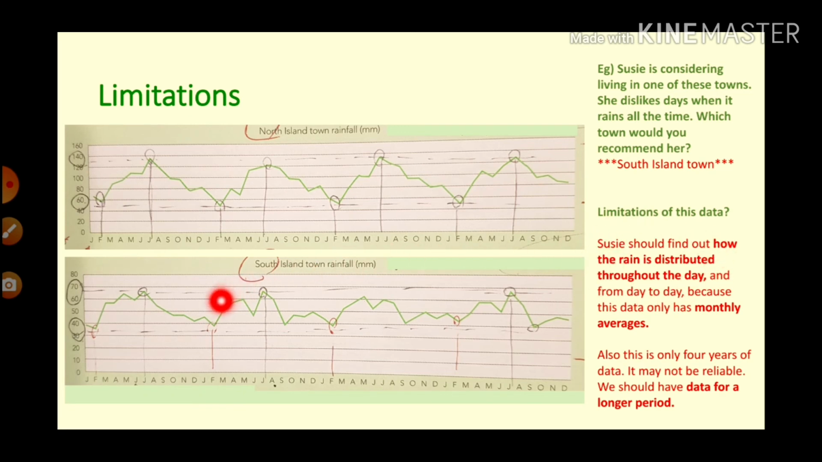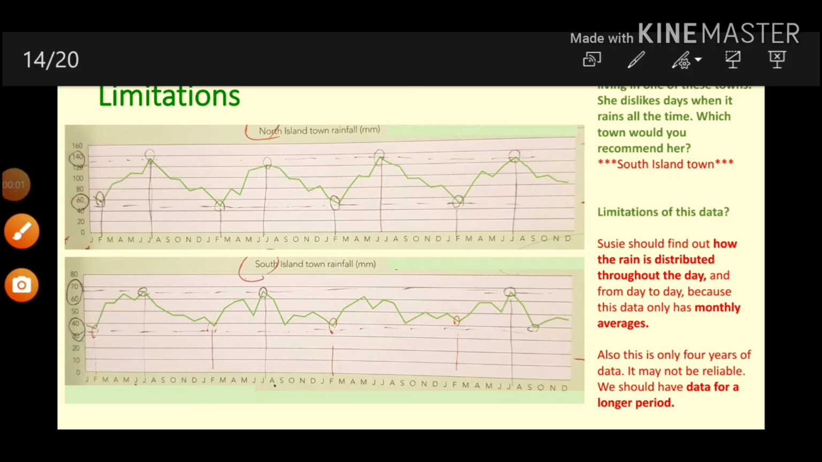So for example, yes, I know North Island has more heavier rainfall compared to South, but it might be pouring at night, okay, and be back sunny during the daytime. And there might be like thunder, lightning at night, when you go to sleep. And in the morning, it might be sunny again. We don't have that information, do we?